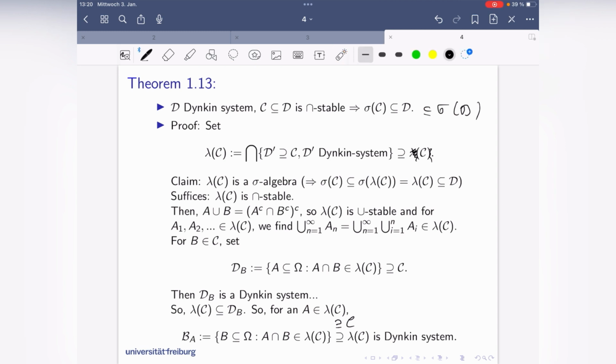Okay, that was easy. So if it's a Dynkin system, it has to be set difference stable for subsets. So if I have A subset of C, what do I need? So A is in DB, C is in DB, then the set difference is also in DB. So both are in DB.